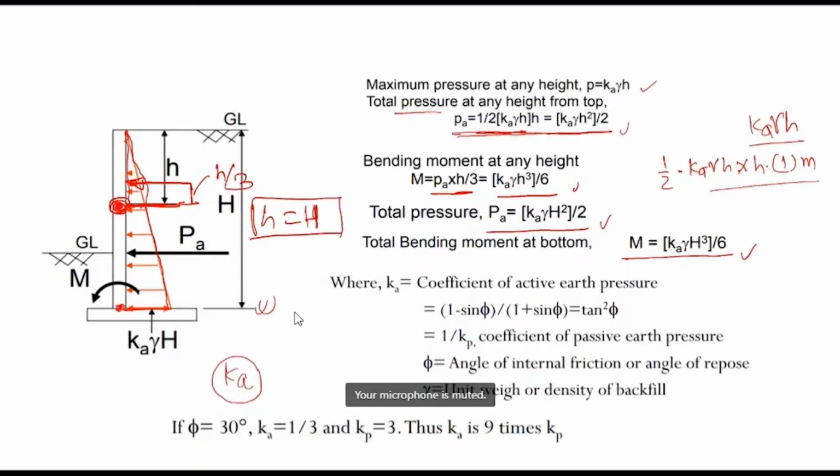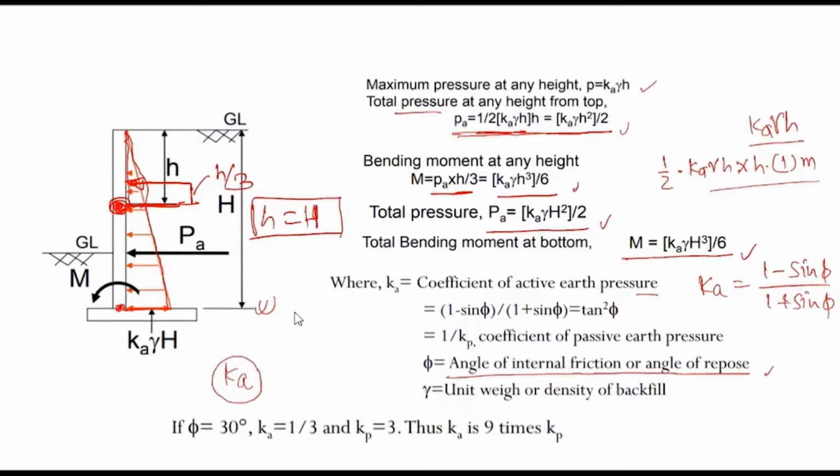Okay. Now, where Ka is the coefficient of active earth pressure. This coefficient Ka will be equal to 1 minus sin phi divided by 1 plus sin phi. This is Rankine theory, where phi is the angle of internal friction, or angle of repose. Here it is given. Okay. And Kp will be the inverse of Ka, so it will become 1 plus sin phi divided by 1 minus sin phi. Kp is the coefficient of passive earth pressure.